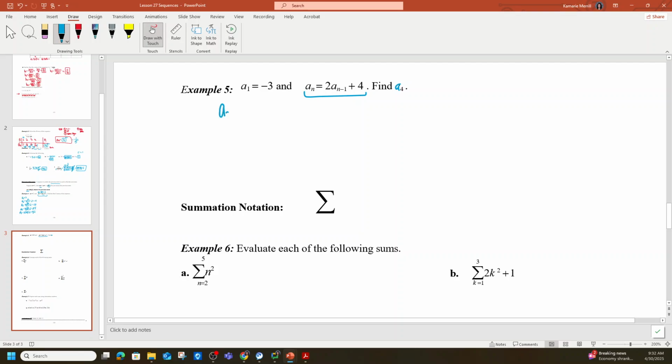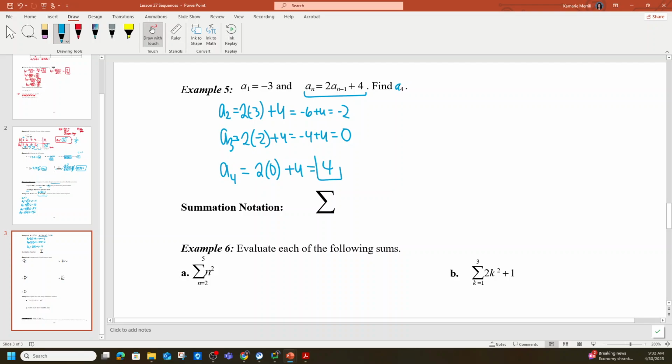So I have to know the second term. 2 times my previous plus a 4. What's my previous? -3. Good. To find my third term, 2 times my previous, add a 4. Did you guys get a 0? So they want your a sub 4 term, so 2 times my previous and then plus a 4. Did you guys get a 4? Awesome.